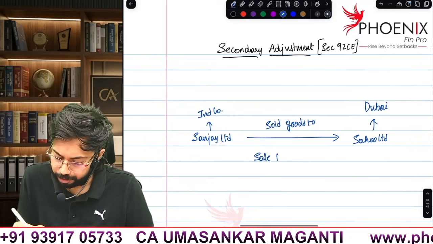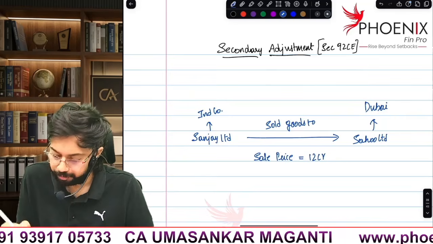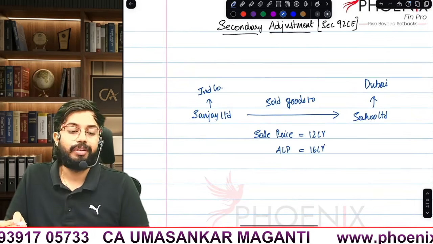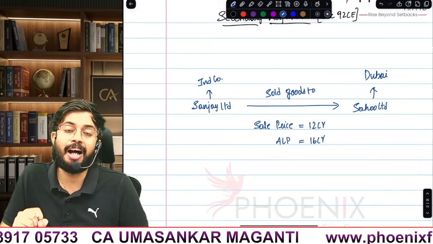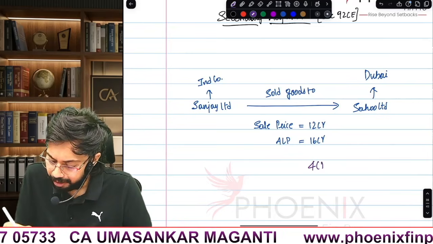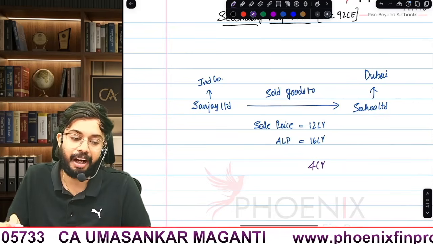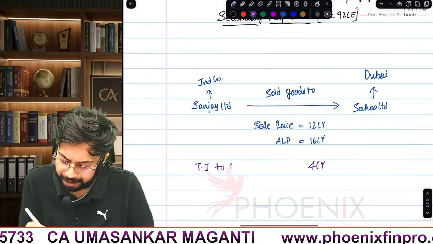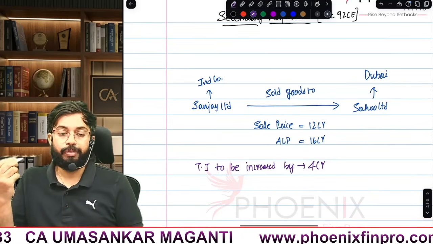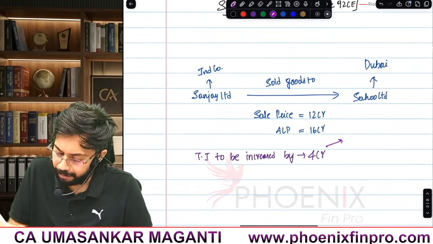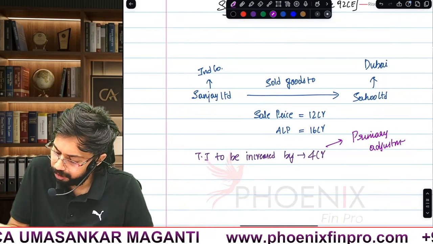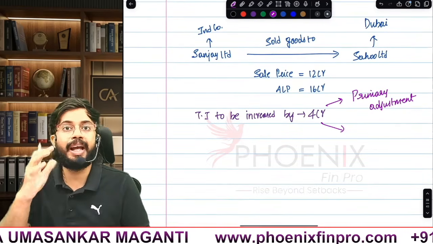Sale price is 12 crores. Arm's length price is 16 crores. So how much is the difference? The difference between arm's length price and actual sale price is 4 crores. This 4 crore rupees we call as primary adjustment. Are you able to understand? So total income to be increased by 4 crores. This 4 crores is also called by another name, excess money.